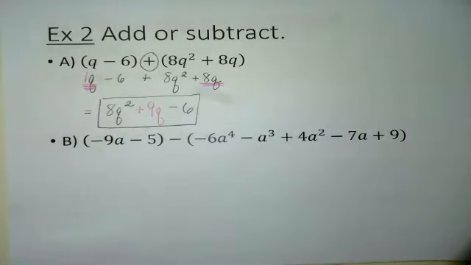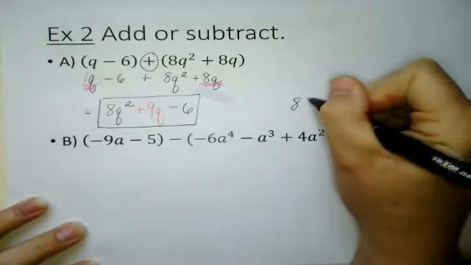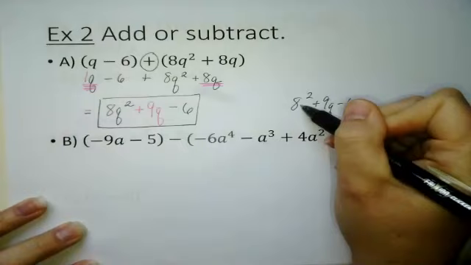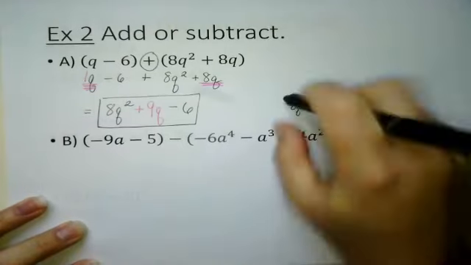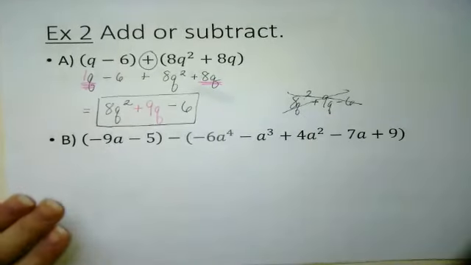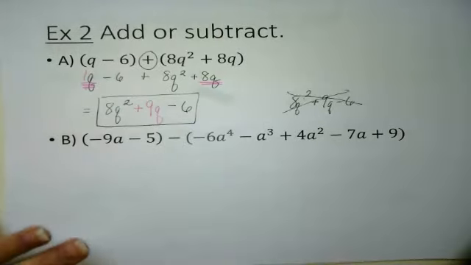Make sure you're taking your time as you input these answers. It's really frustrating when you input your answer 8 squared plus 9q minus 6 because you're rushing and you forgot, whoops, the q in there. So that's frustrating when you get things wrong because of a typo.